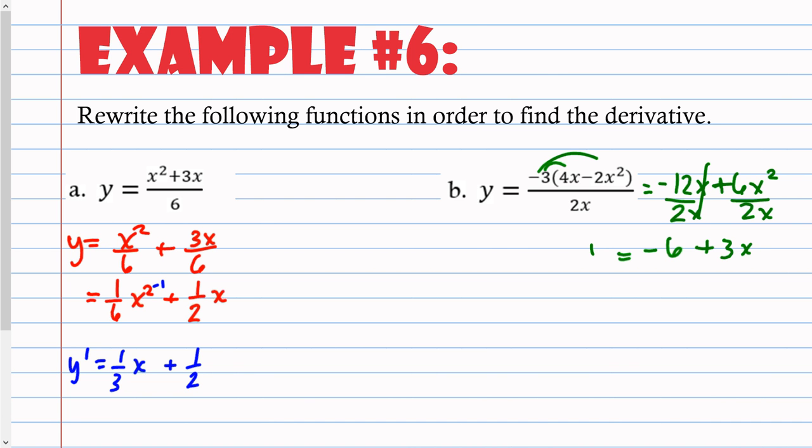So now this is my function. And if this is my function, my derivative should just be, hopefully you're like, ooh, it's 3, the number in front of the x. This is just a constant, so it becomes 0. And that's it. All right, 7.